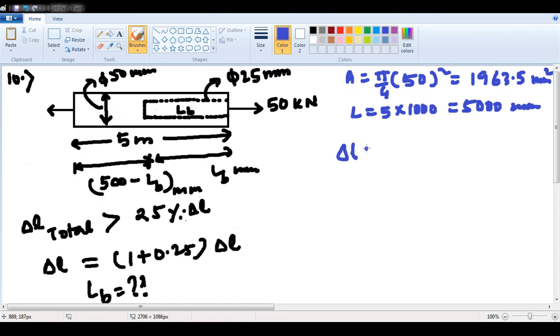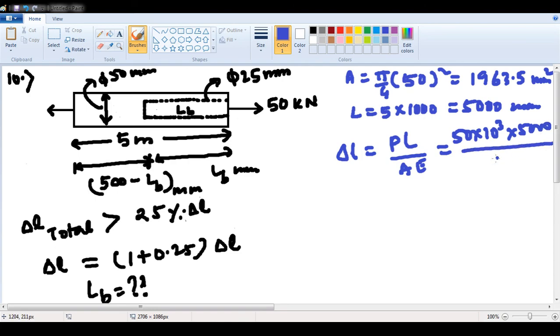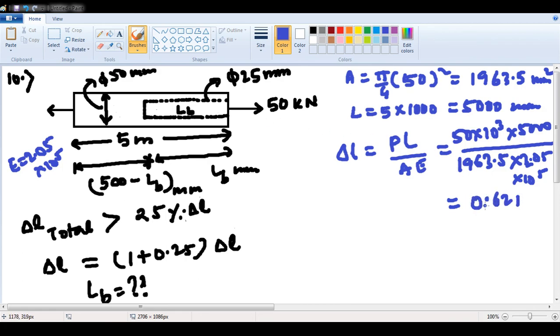Then the total extension is PL by AE. P we know is 50 into 10 power 3. L we have 5000. A we have 1963.5, and E is also given: 2.05 into 10 power 5. So we get the total extension without considering the boring, and that is 0.621.